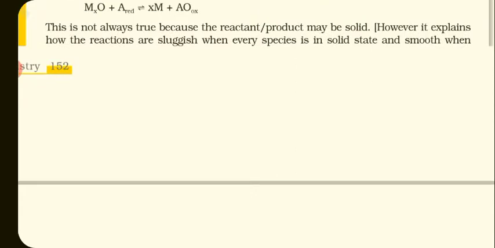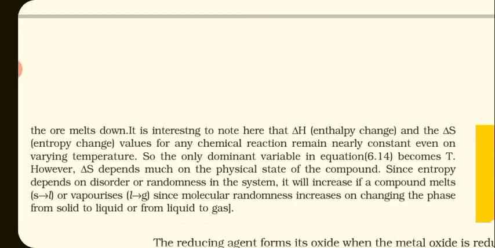So, a metal oxide, when reacted with a reducing agent, gives x moles of metal and the oxide of the reducing agent. This is not always true because the reactant and product may be solid. However, it explains how the reactions are sluggish when every species is in the solid state and smooth when the ore melts down.